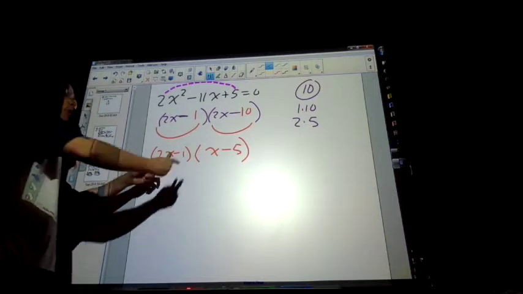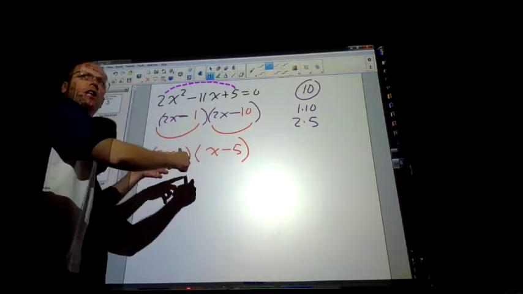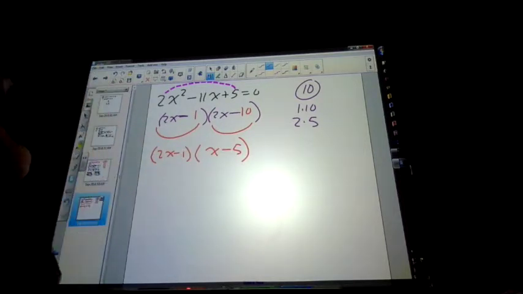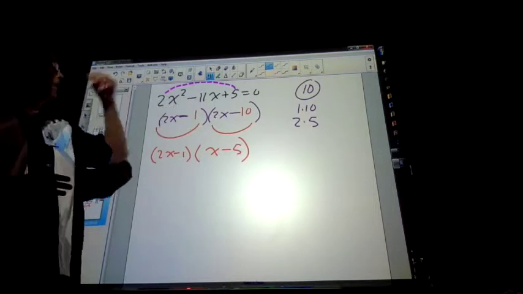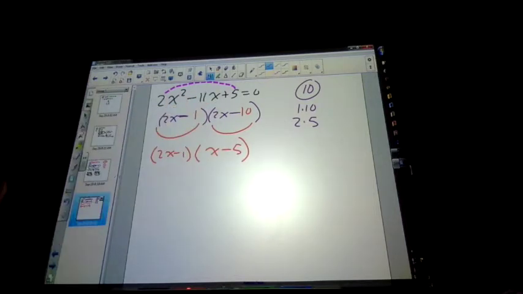So just double check it. 2x times 2x is 2x squared. Cool. Outside is negative 10x. Inside is negative 1x. Negative 10x and negative 1x combined together give me the negative 11x. And negative 1 and negative 5 multiplied together give me positive 5. We okay so far? All right.